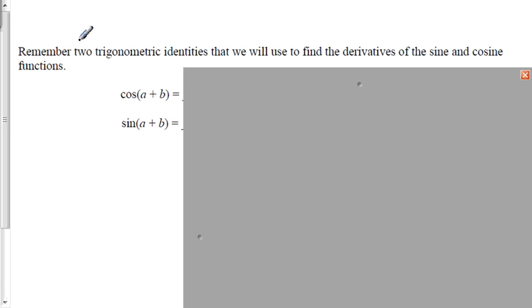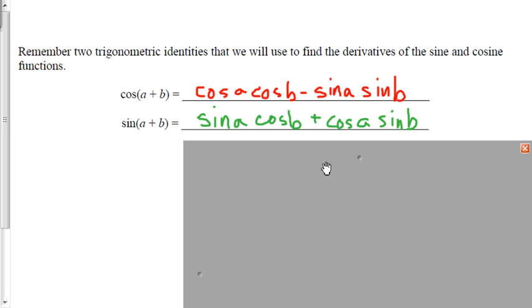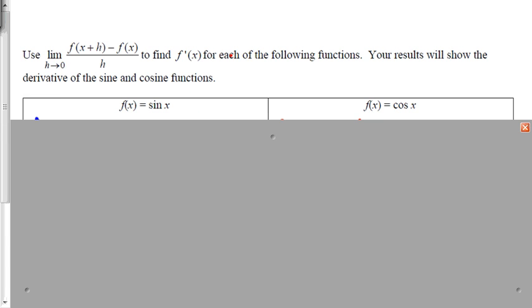All right, day 14 notes, part 2. So we're going to start with the sum identities of cosine and sine. Going back to what we learned previously in pre-calculus, the cosine of a sum is cosine A cosine B minus sine A sine B, and the sine of a sum is sine A cosine B plus cosine A sine B. We're going to use these to help us find some derivatives.